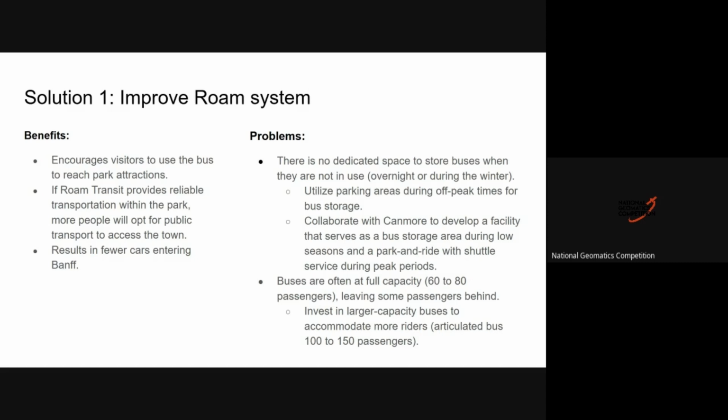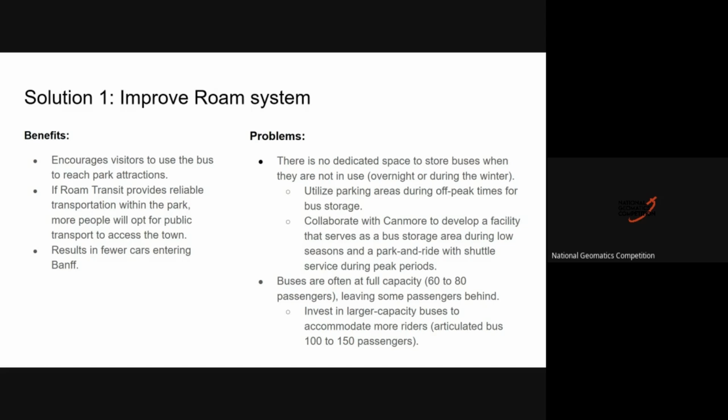Some problems with that solution is that there's no more space to store buses, so we cannot add more buses. And they need to park overnight and during the winter when they're not used. So we thought about using the parking areas during off-peak time as bus storage. So if the parking areas are not full, the bus can park there instead and be stored.